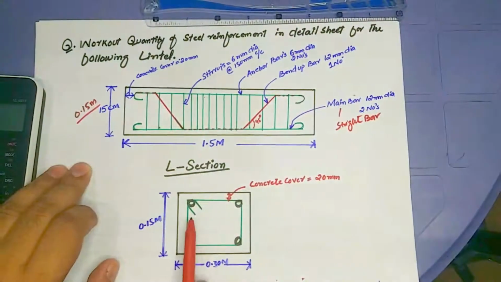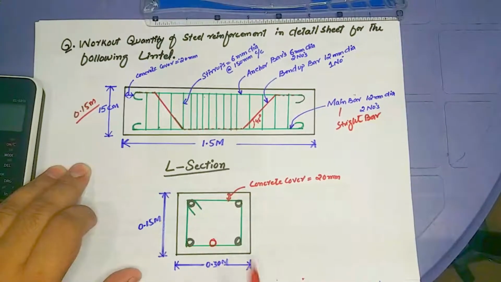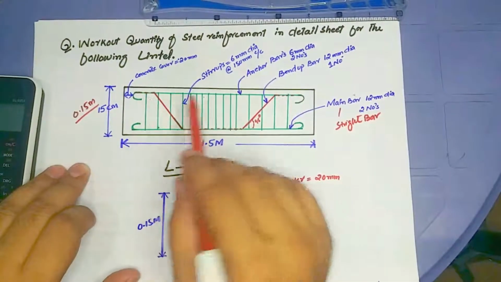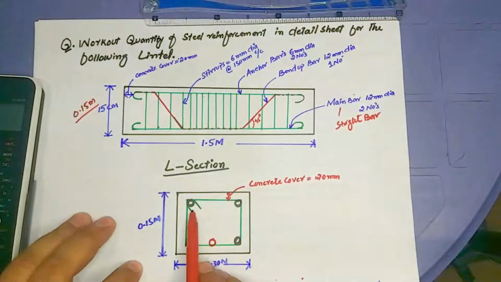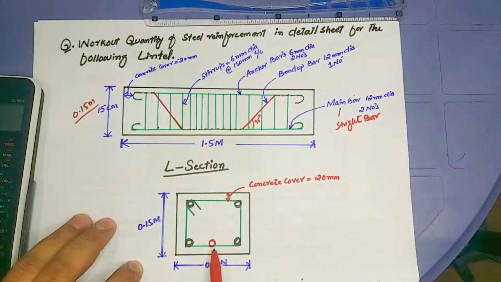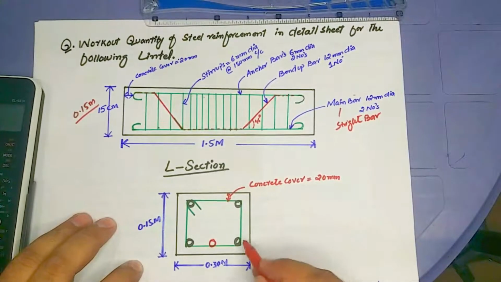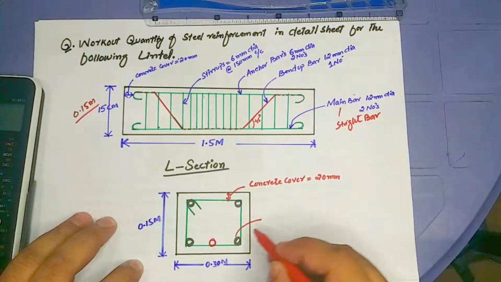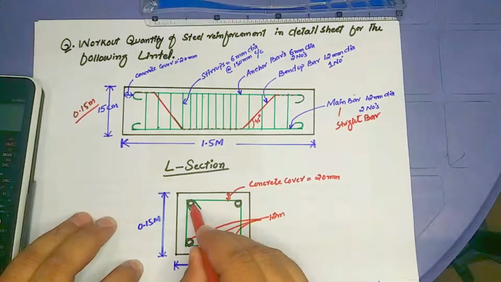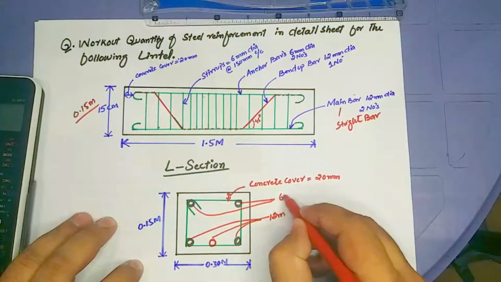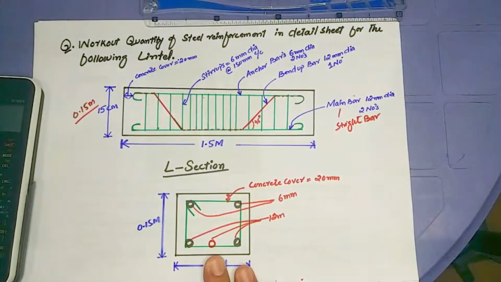The uppermost bars are called anchor bars. Anchor bars have a diameter of 6 mm and are two in number. Here is the cross section. This bar is the bend up bar, and these two bars are main bars or straight bars. The diameter of these three bars is 12 mm, and the upper two are 6 mm diameter. These are two in number, and the lower bars are three in number.